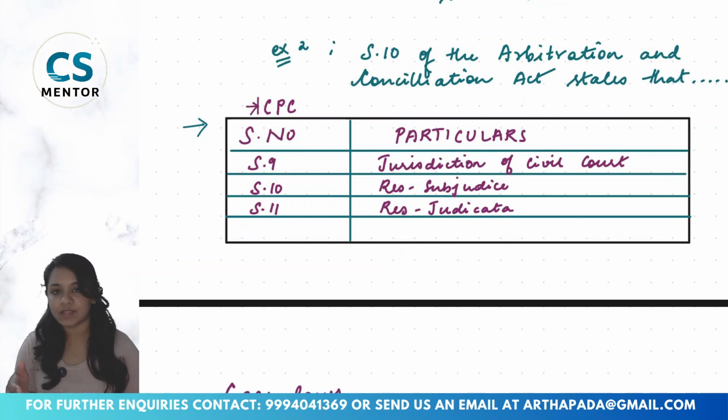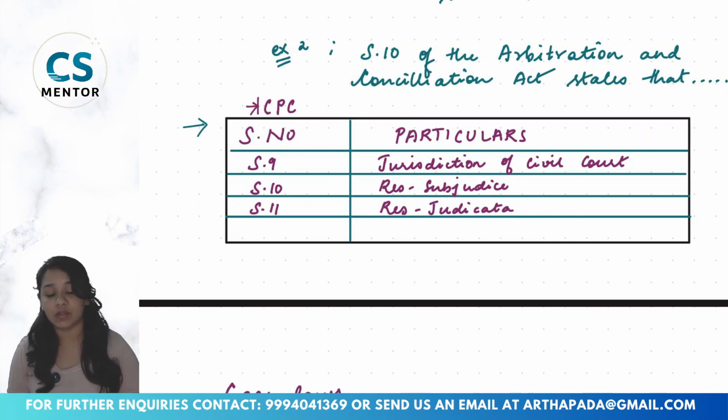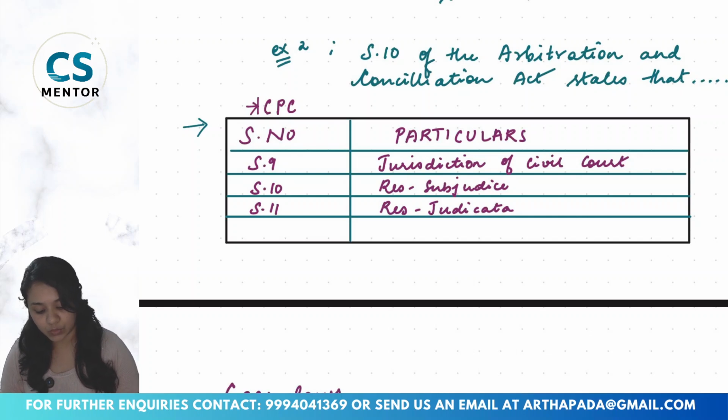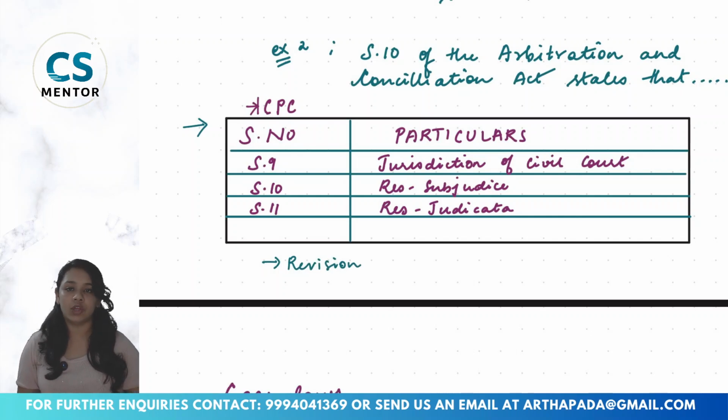So when you have section 9, you're talking about the jurisdiction of civil courts. Section 10, res sub judice. Section 11, res judicata. Like this, when you create a table, you keep it aside. And this table will help you massively with respect to revisions. When you are revising for the chapter, you have a table of all your section numbers in one place and you can keep referring back to these section numbers every time you have to study.